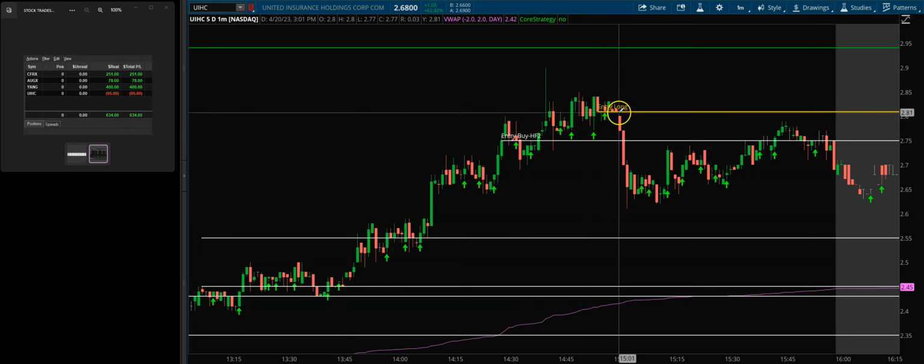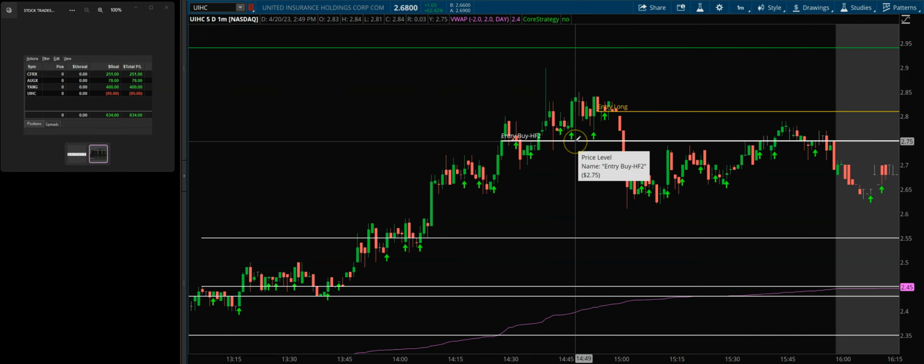Well, it did not. And once it started flushing, hitting this flush and coming back down to what the entry should be, I got out. I looked at Bookmap, and I could see that there was a lot of selling coming in, so I just went ahead and got out, took my loss.